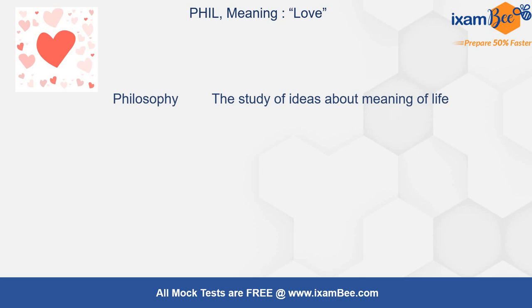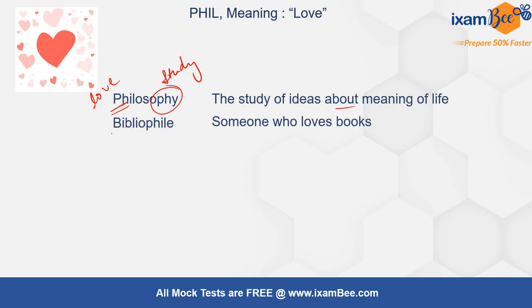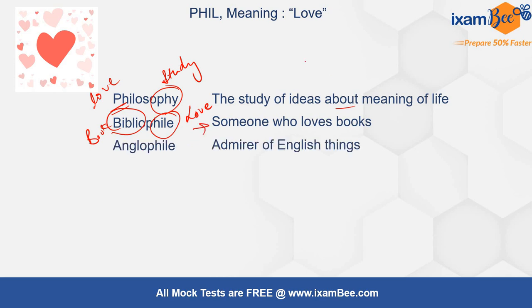So philosophy. Philosophy is the study of ideas about the meaning of life, right? So phil is love, and sophy means study. Okay, so this is how we can understand the meaning of the words that are formed using two root words. Now here, two root words. Biblio means book, phil means love, right? So the one who loves to read books will be called a bibliophile, right? Similarly, anglophile, someone who loves English things. Anglo is English. Okay, so someone who loves English things will be called an anglophile.